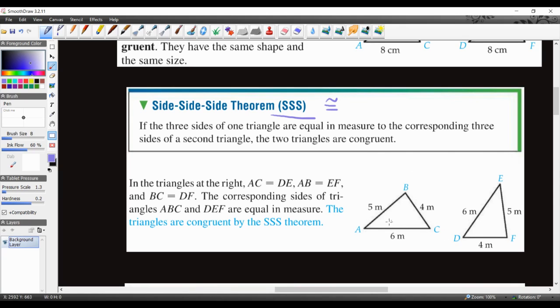If you look at the triangles, they look like one of them's kind of flipped over, but you can see that you have a match for each one. So the fives are there, the six, okay? And they look to be about the same size, okay? So this is our example of a side triangle. You have each corresponding side matching another one.